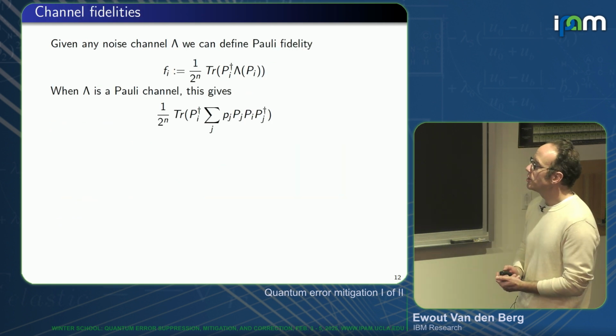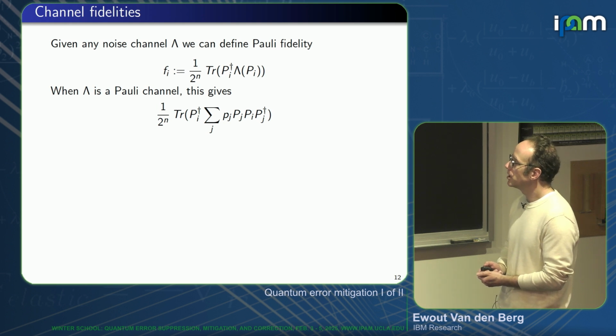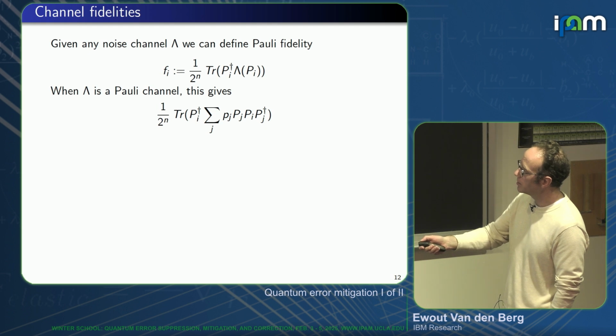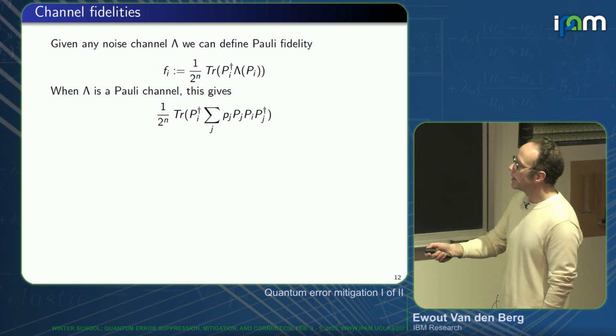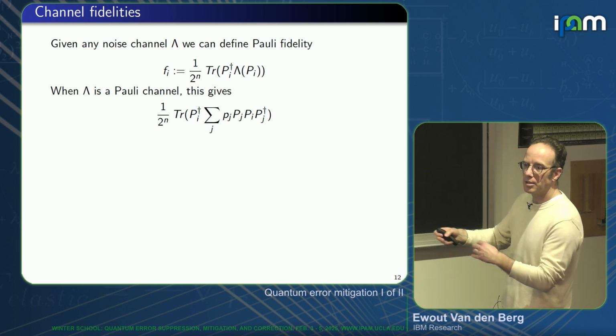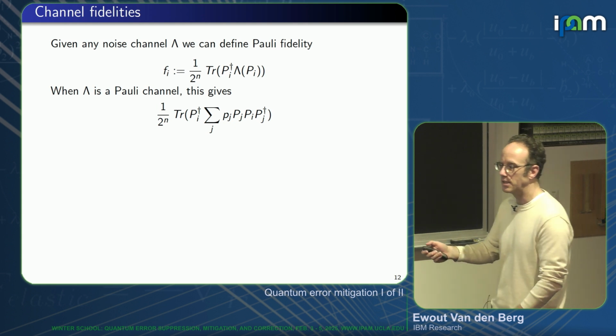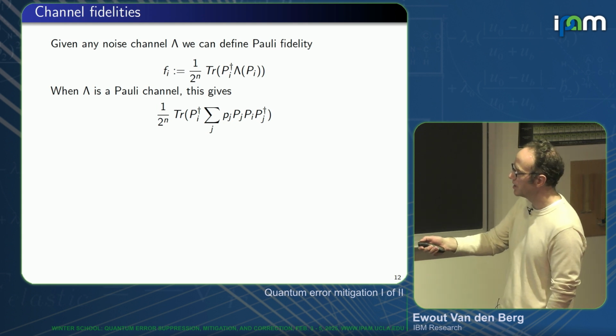So given some noise channel like this, we can define the Pauli fidelity of some Pauli Pi under the channel as follows: you apply the channel on the Pauli, and then you ask, what is the inner product with the Pauli? What is the component Pi within this state, or how much of this is in the state? That's just by taking the trace.